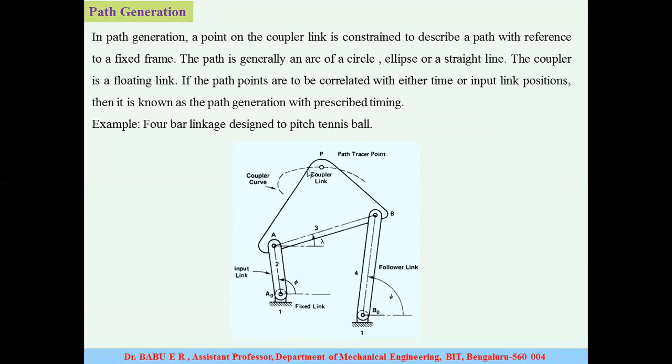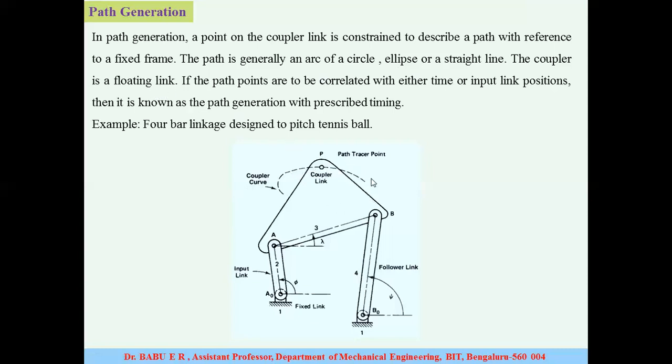I will consider one point on the coupler link. This point is constrained to describe a path with reference to the fixed frame. Whenever the input motion is given, the reference point on the coupler will move. The motion of that point will be either an arc of a circle, an ellipse, or a straight line. The coupler link is generally called a floating link.